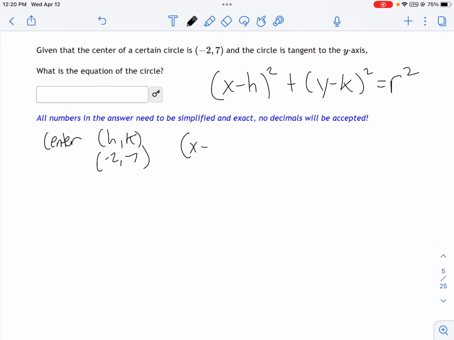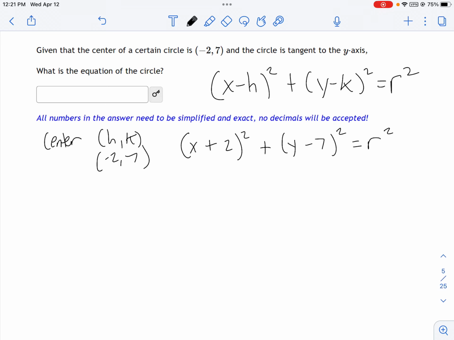So we have (x - (-2))^2 + (y - 7)^2 = radius squared. Now, right here, guys, what's subtracting a negative equivalent to? A positive, addition, right? So you have x + 2 right there.